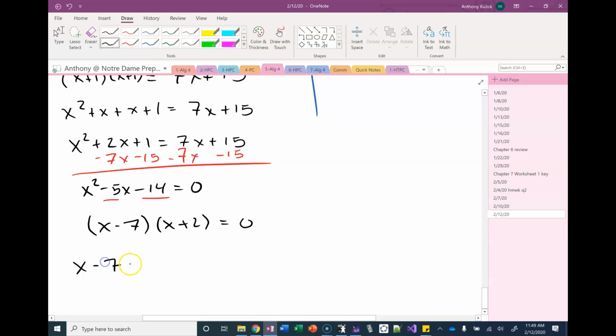So to solve that, then I can just set each of those factors equal to 0 and solve them separately. So that gives me 7 and negative 2. Am I finished here?